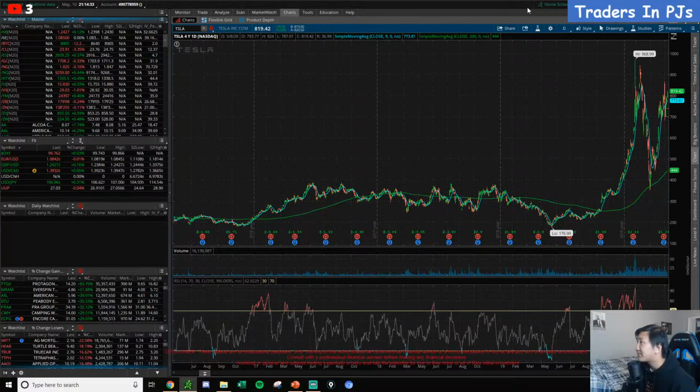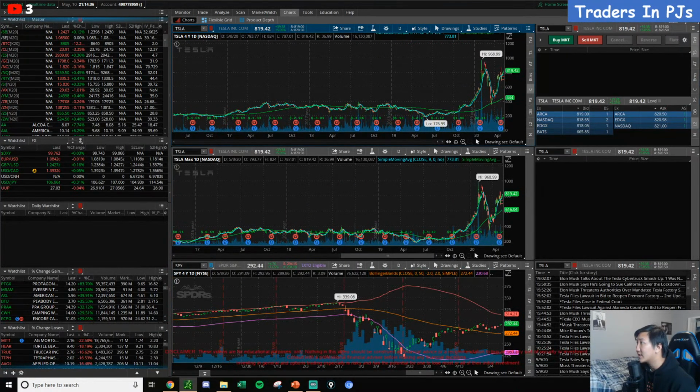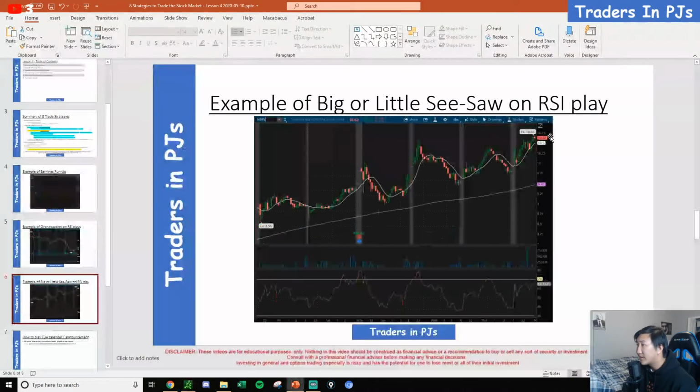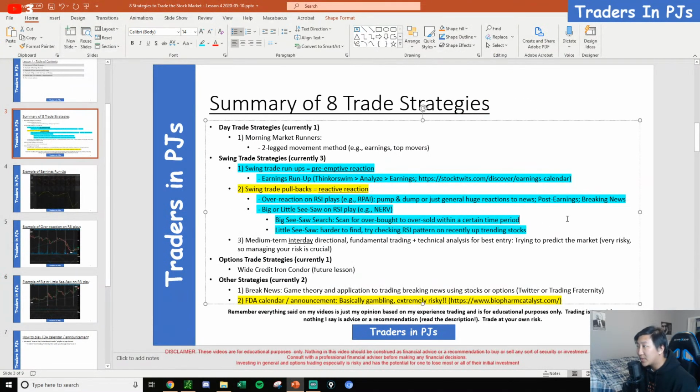Hopefully you get the idea. So you look at the RSI, and then that should give you what you need. So I would look at the daily or the 15-minute one. And generally, to look for the big seesaw, you could do a scan for stocks that go from oversold to overbought to oversold within a certain time period.